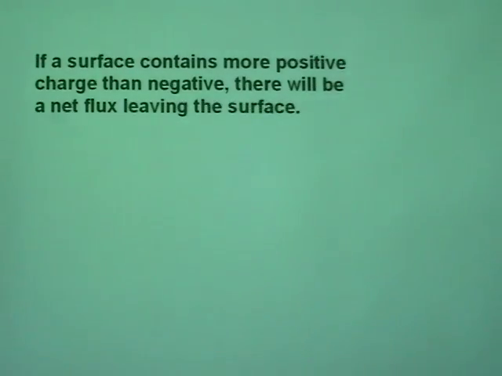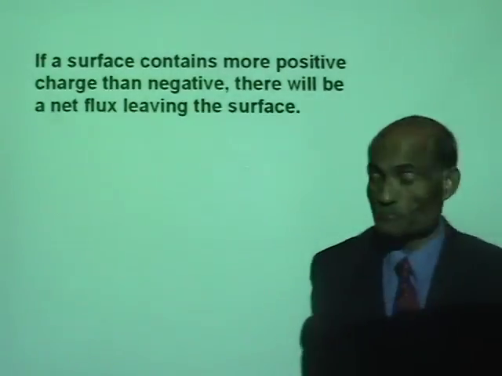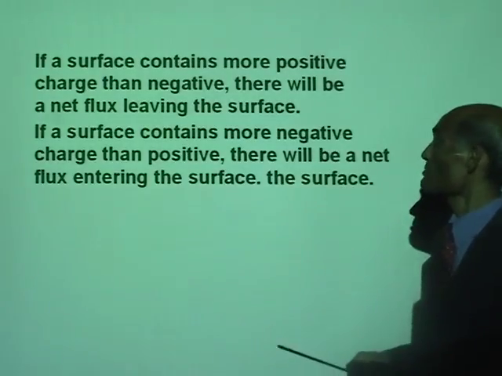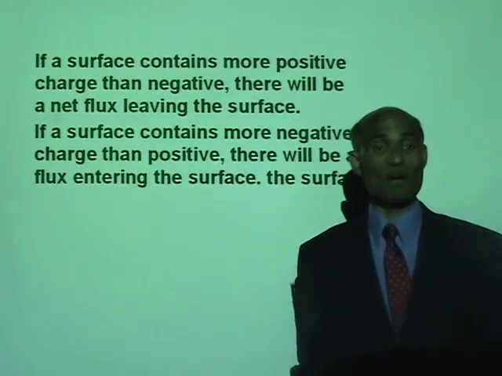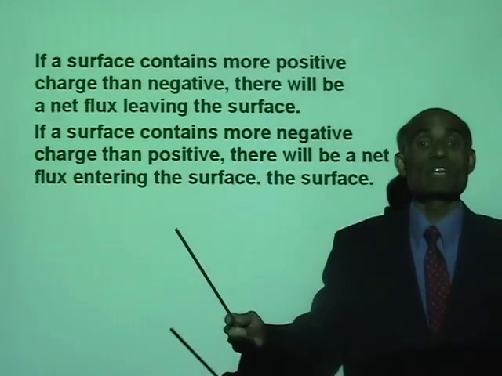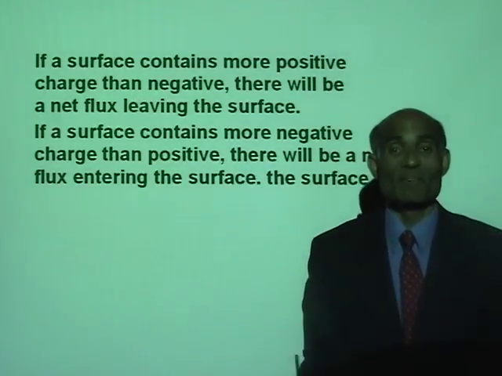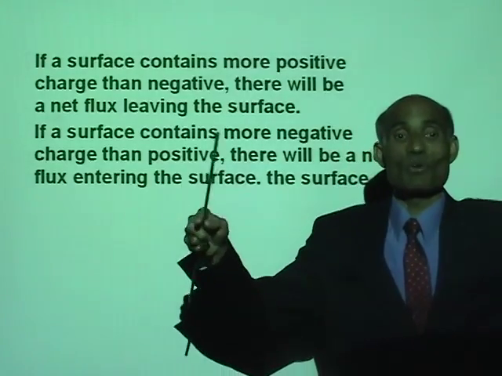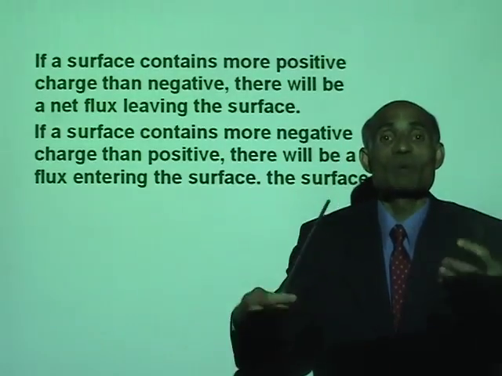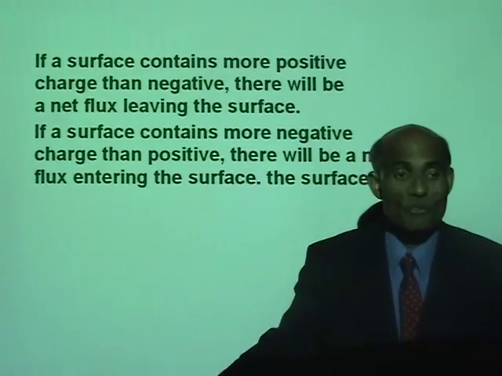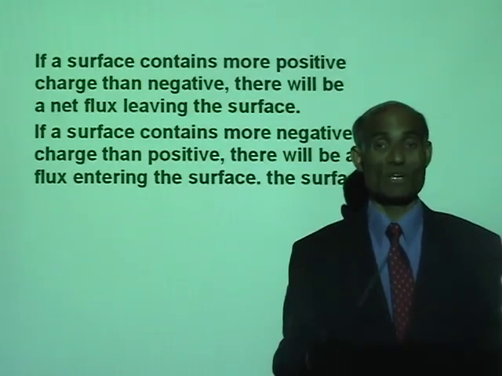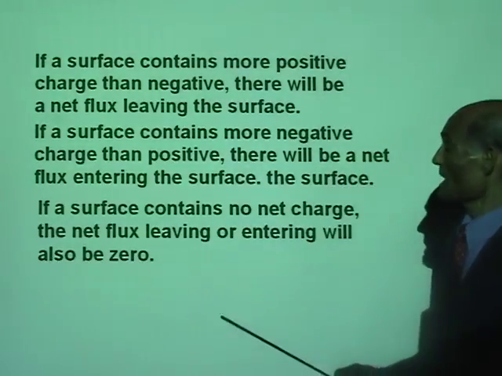In the same way, if a surface contains more negative charge than positive, then there will be a net flux entering the surface rather than leaving it. That means the number of lines of force entering that surface will be greater than the number of lines of force leaving that surface. We talked about that in the last class.